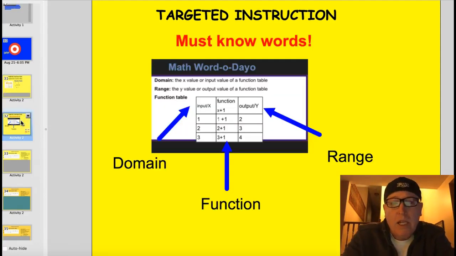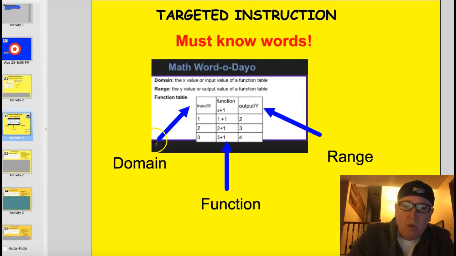All right, taking a look at our vocabulary, just a quick review. We've got the domain, which is over here. This is the input or the x value. You've got the range, that's the y or the output, and the function's in the middle. That's what happens to the x to get to the y.